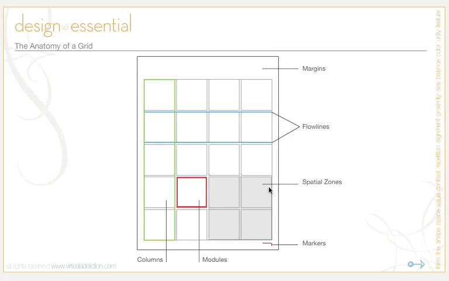Spatial zones. This gray box indicates a spatial zone. Spatial zones are groups of modules that together form a distinct field. Each field can be assigned a specific image or text for displaying information. For example, a long horizontal field might be reserved for images, and the field below it might be reserved for a series of text columns.